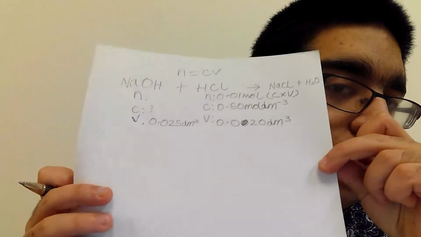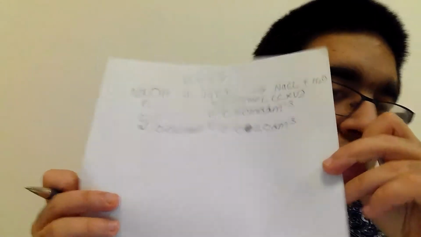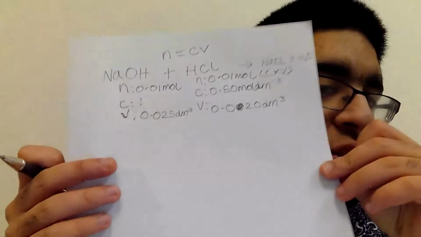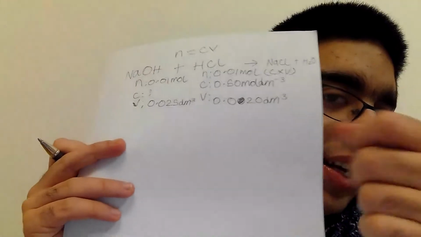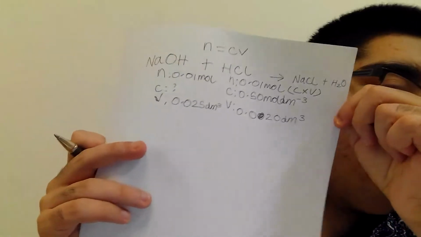Now I need to work out the number of moles of sodium hydroxide. Now in the balanced equation there's a 1-to-1 ratio between hydrochloric acid and sodium hydroxide. So the number of moles of sodium hydroxide is then therefore also 0.01 mole. So that's how many moles we have of that. Now we just need to rearrange the equation to work out concentration of sodium hydroxide. And if number of moles equals concentration times volume, then if we divide by volume on both sides, we're basically going to get that concentration equals number of moles divided by volume.